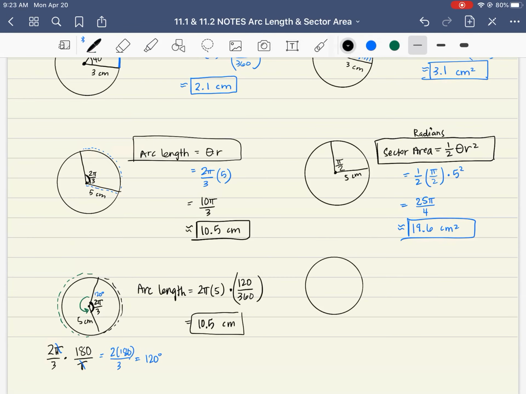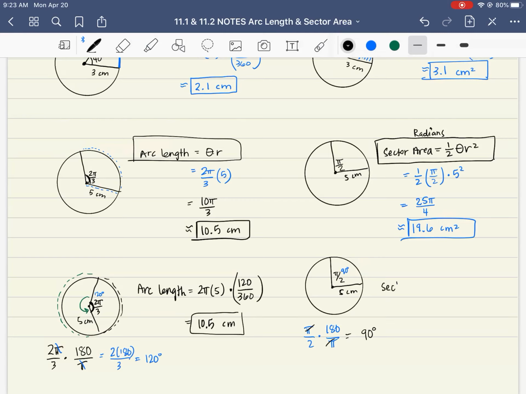Okay. And then you can do the same thing that we did with the arc length on the left. If this is 5 centimeters, and let's say we were given pi halves and we just couldn't remember what that is in degrees, then we could make that conversion. So pi halves times 180 over pi. If we simplify that, our pi's cancel, and we get 180 divided by 2, which is 90 degrees. So we know that that's just 90 degrees, or a fourth of the circle.